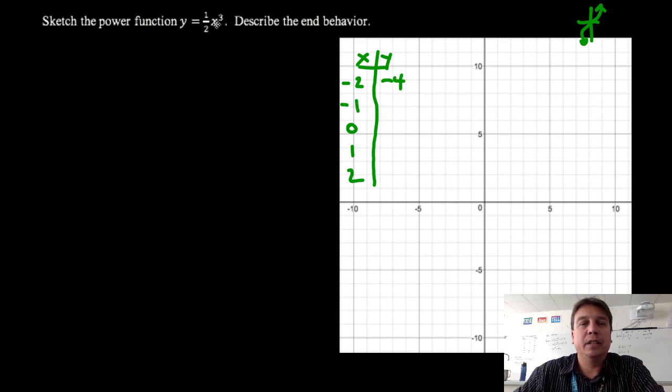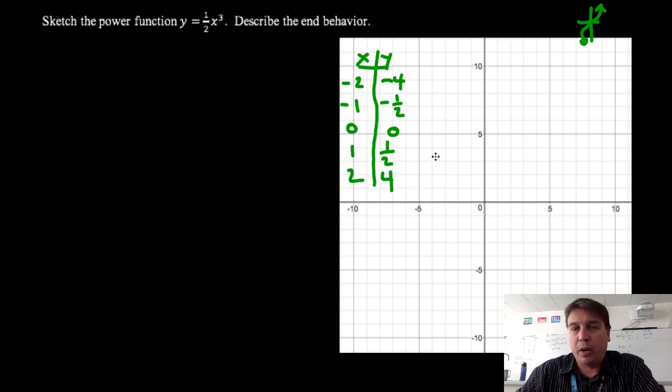Substitute -1 in here. -1 cubed is still a -1. And then -1 times 1/2 will give me a -1/2. Substitute 0 in here. With all power functions we'll go through the point 0, 0. So that will make life a lot easier when we go through and do these. Substitute 1 in, it stays positive, so I end up with 1/2. Substitute 2 in, 2 cubed is 8, half of that is 4. If I went with 3 here, the reason I didn't go with -3 and 3 is because 3 cubed is 27. I'm going to take half of that. It's not going to fit in my window.